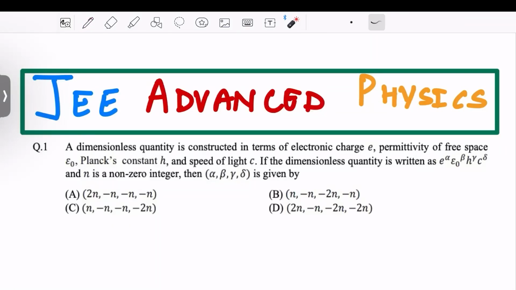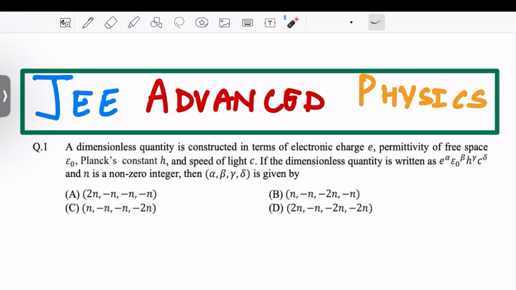Okay, so we have this problem of JEE Advanced. This is a physics problem. The question is, a dimensionless quantity is constructed in terms of electronic charge, permeability, Planck constant, and speed of light. If the dimensionless quantity is written as a combination of these constants and is a non-zero integer, then which option is right?